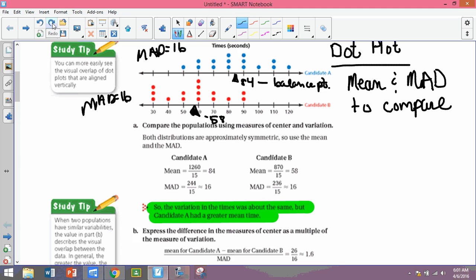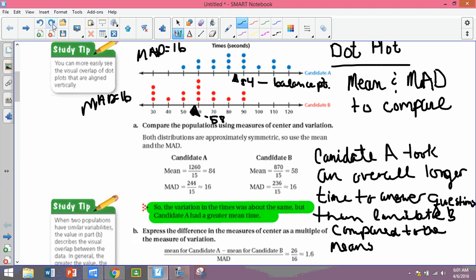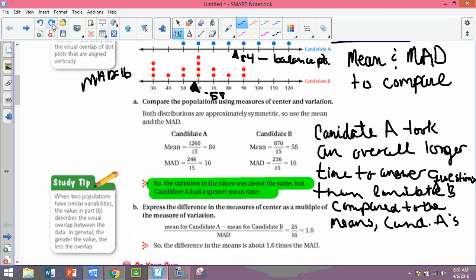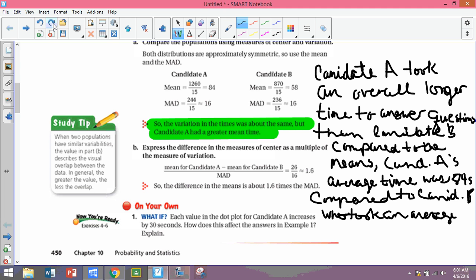So now you have to write a sentence talking about that. I would say that candidate A took an overall longer time to answer his questions than candidate B compared to the means. Candidate A's average time, I'm going to scroll this up so you can see it all. Candidate A's average time was 84 seconds compared to candidate B's, who took an average of 58 seconds. Okay? So you can safely say that candidate A took an overall longer time to answer their questions. He took longer in time.